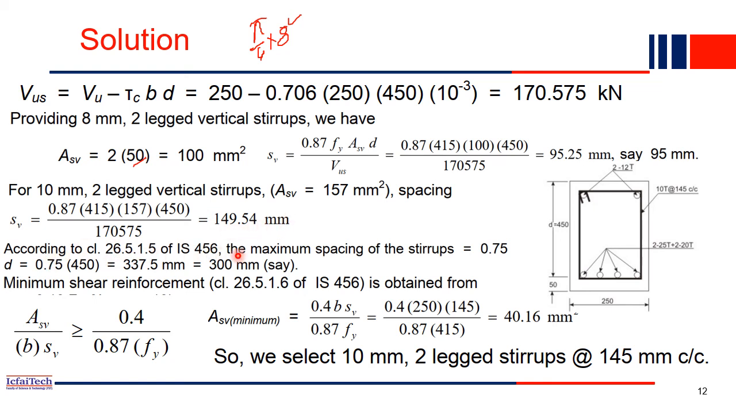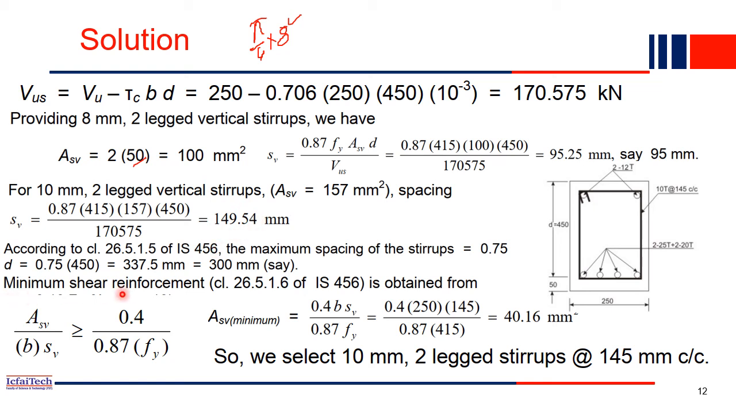According to IS 456, the maximum spacing between the stirrups is how much? Either 0.75D, which comes out to be 337, or in no case more than 300, right? So the maximum is 300. And how much did we get? We got 150 for 10 mm, and 95 for 8 mm. So both are equally fine. Either you can use an 8 mm bar with a spacing of 95 mm, or a 10 mm bar with a spacing of 150 mm or 15 centimeter. In this example we are taking the 10 mm bar, two-legged, and spacing is 150 mm.